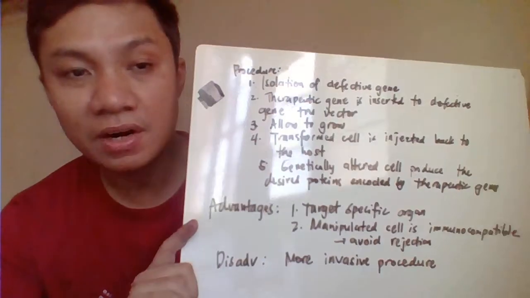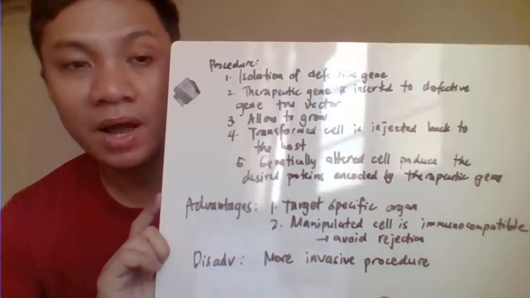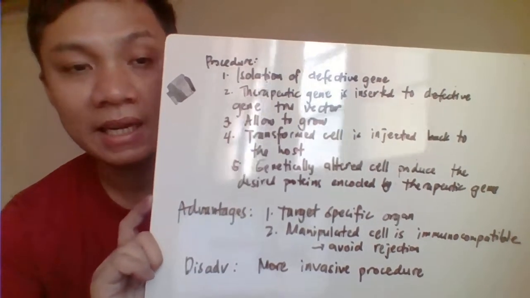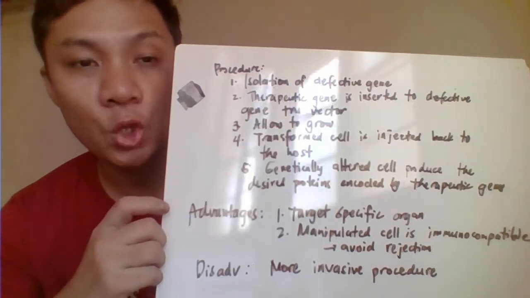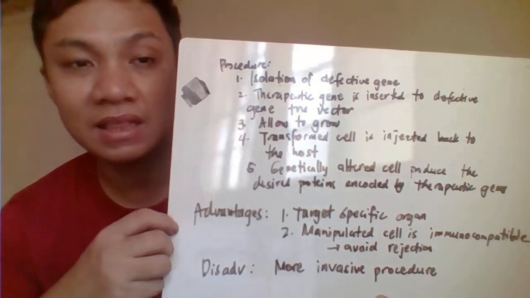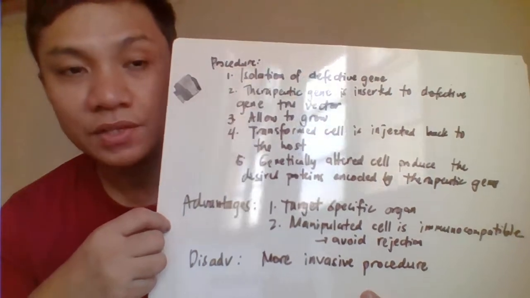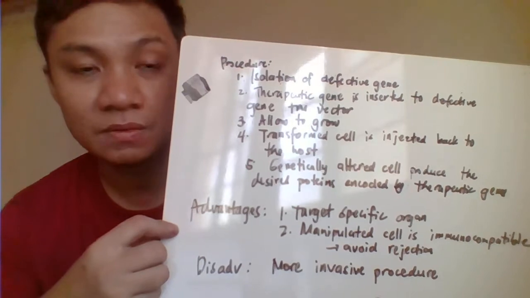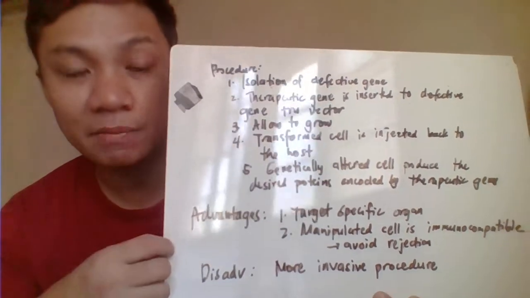So how is ex vivo gene therapy performed? The first one, since the patient has the defective gene, you need to take that defective gene outside of the body of the patient. Then in the laboratory, you manipulate it by replacing that defective or dysfunctional gene with the therapeutic gene. In order to insert it, you just need a carrier or a vector in the form of a virus. After that, you allow it to grow in culture in the laboratory.